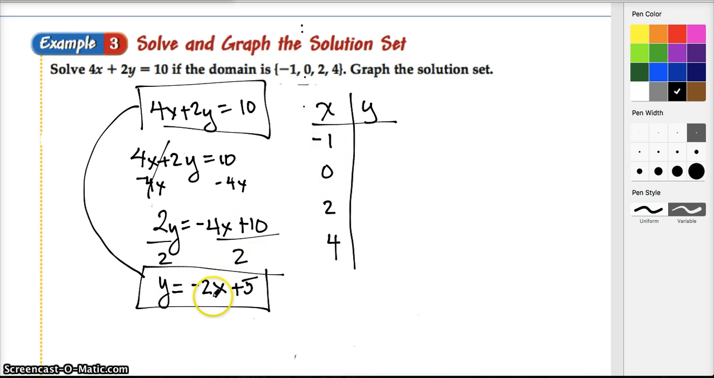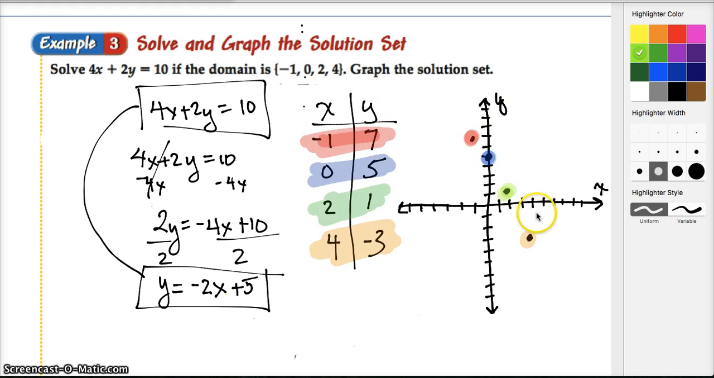So if I plug in a -1, -2 times -1 is a +2, plus 5 gives me 7. Plug in a 0, that whole thing goes away because -2 times 0 is 0, plus 5 gives me 5. 2 times -2 is going to give me a -4, plus 5 gives me 1, and finally 4 times -2 gives me a -8, plus 5 gives me -3. And so here are my ordered pairs. We're supposed to graph this solution set. And here are the 4 points that we have plotted.